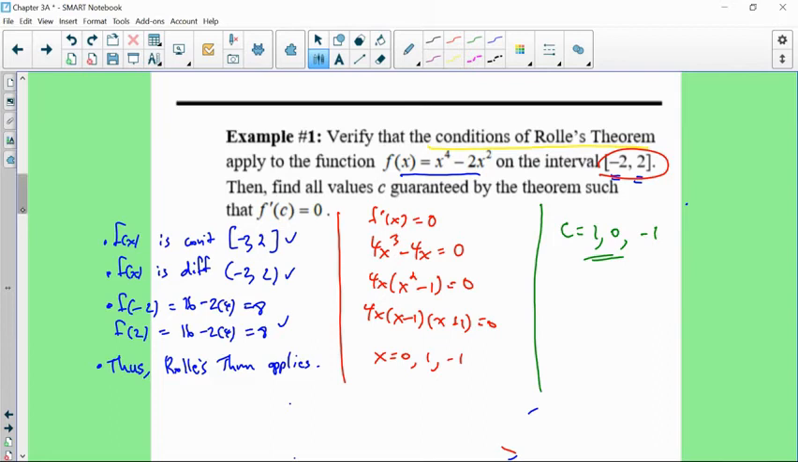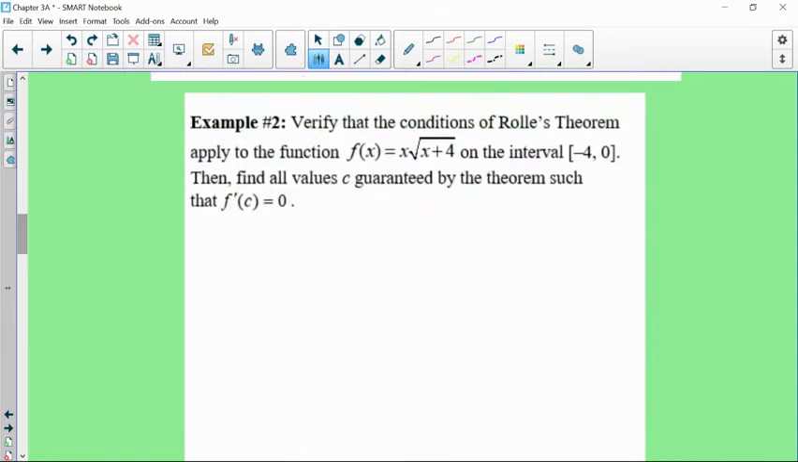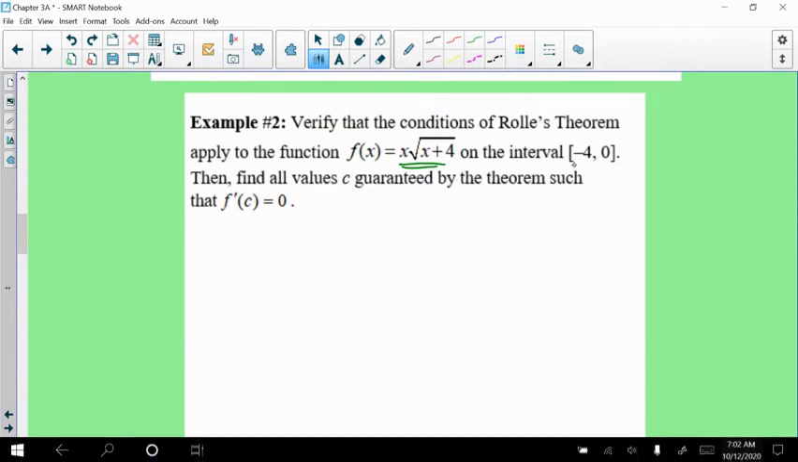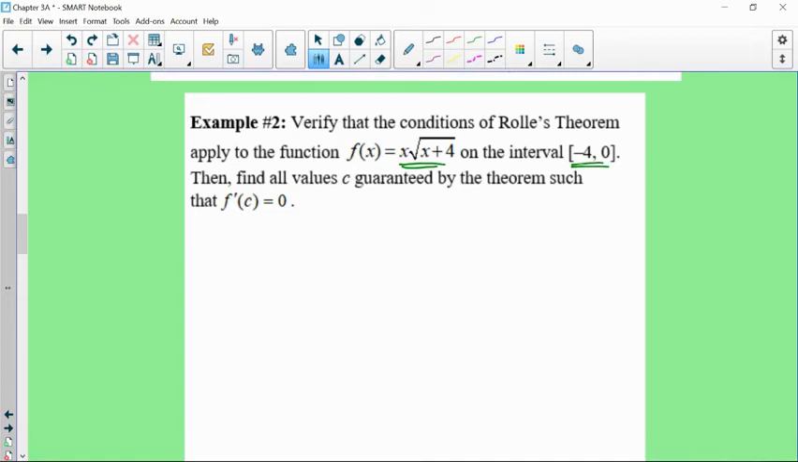Okay. You do another one, right? So again, verify the conditions of Rolle's theorem apply to this function. And again, a square root, so I'm a little bit concerned because of the square rooting of a negative value. But on this particular interval, nothing to worry about because all of those values would keep it positive. So I definitely know that f of x is continuous on the given interval, right? And that's really important that we state that because it's not continuous everywhere, but it is continuous there.